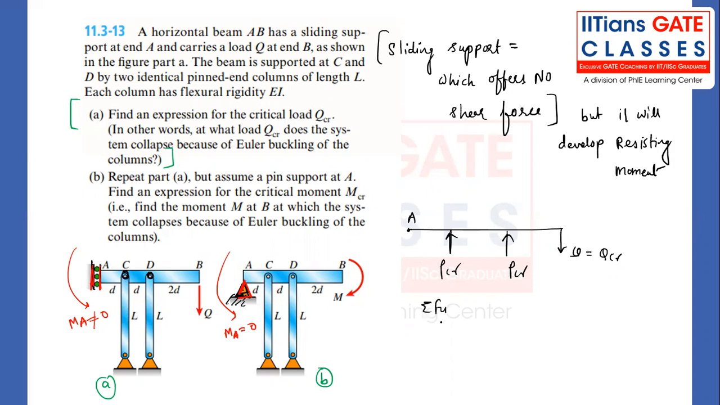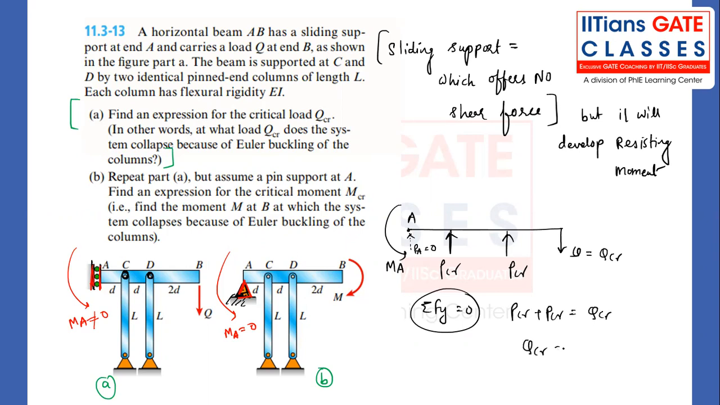Now, summation of forces in the y direction will be zero. Here you have the reaction moment, but the vertical reaction will be zero because the support is allowing the movement. If any support allows movement in a particular direction, there will not be any force in that direction. If movement is allowable, no reaction; if movement is not allowable, reaction will come. So PCR plus PCR will be QCR.